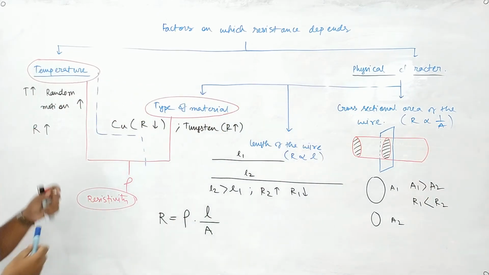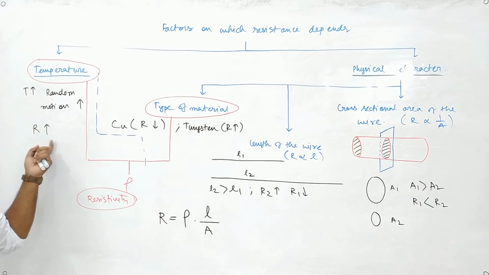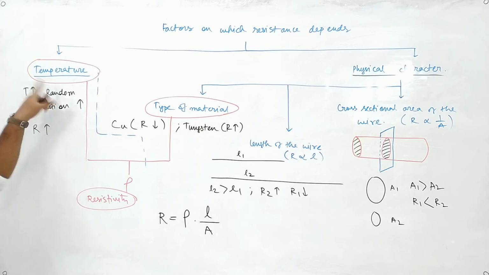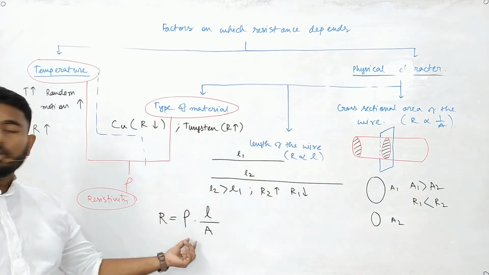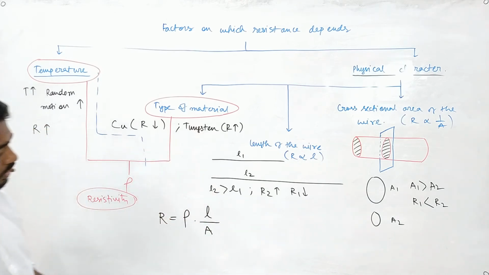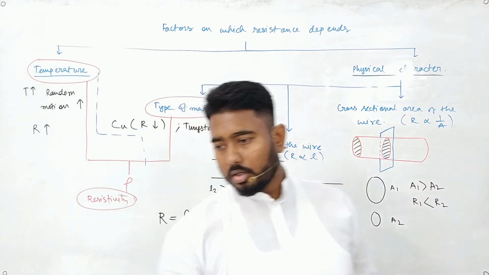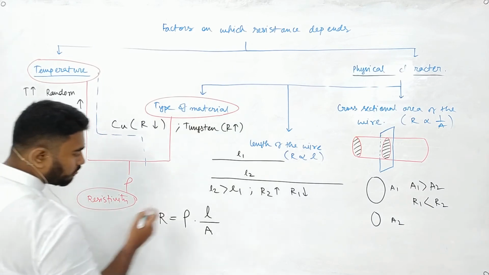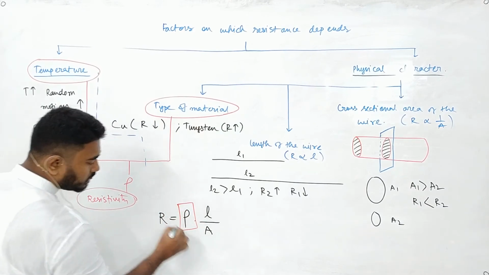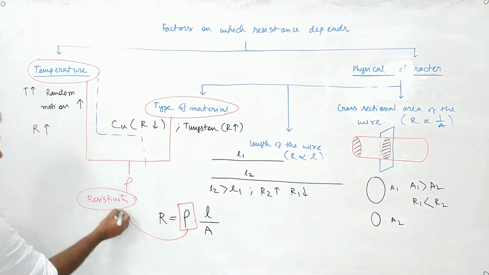Now resistivity will increase if heat increases, which means the resistance will also increase. So resistivity is proportional to temperature. And if the material changes, the resistivity will also be different. So if we have a certain material at some temperature, this one is constant for that material. This constant is known as resistivity.